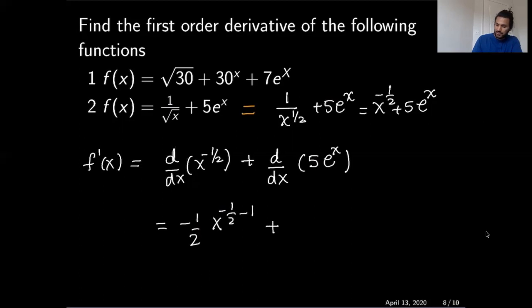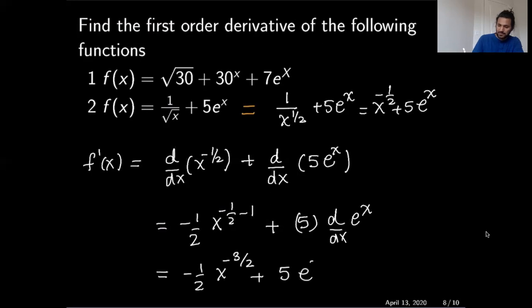And here I will use the constant multiplied by the derivative of the function, dy by dx of e to the power x. So you can pull out the constant from the notation of the derivative. So this is negative 1/2, and this is x to the power negative 1/2 minus 1, which is minus 3/2, and this is 5. We know that the derivative of e to the power x is e to the power x. So that is our final answer for that problem. Let's take one more problem.